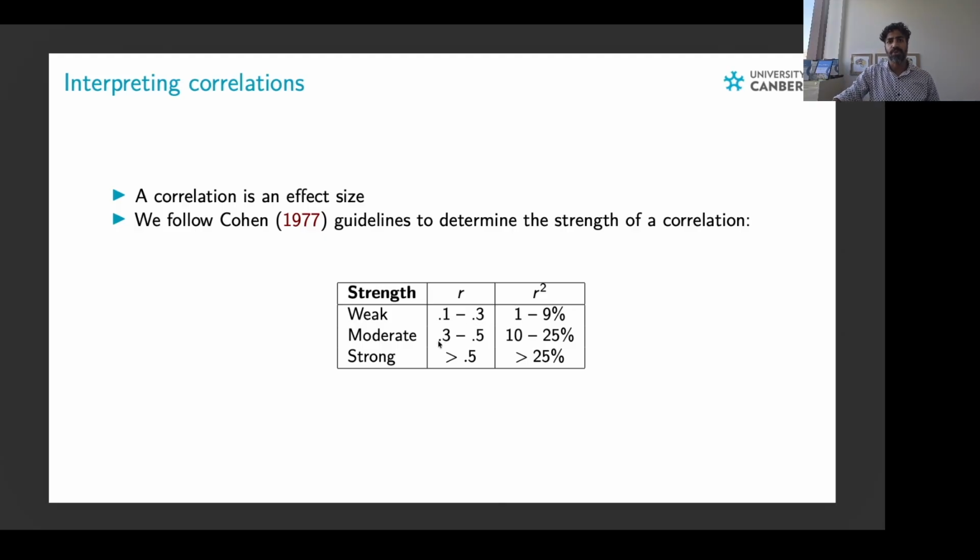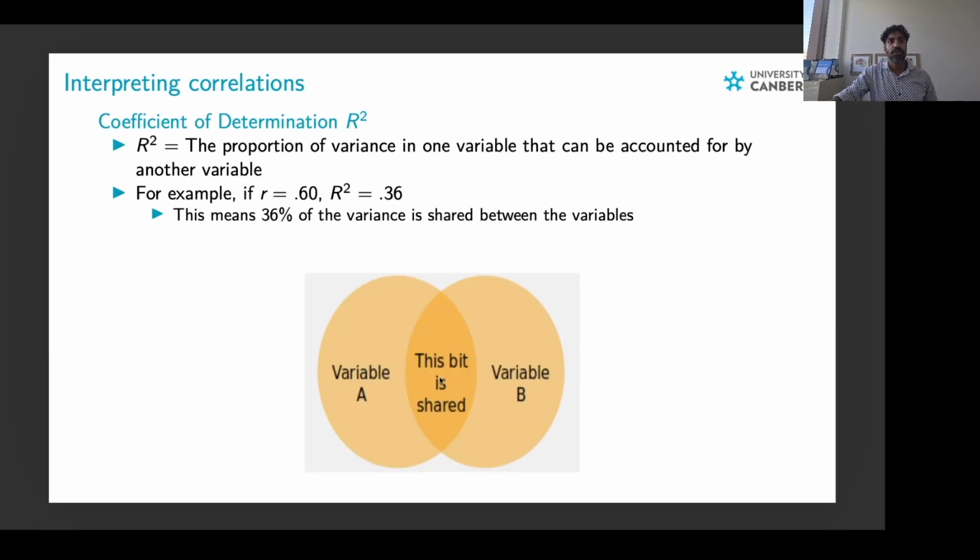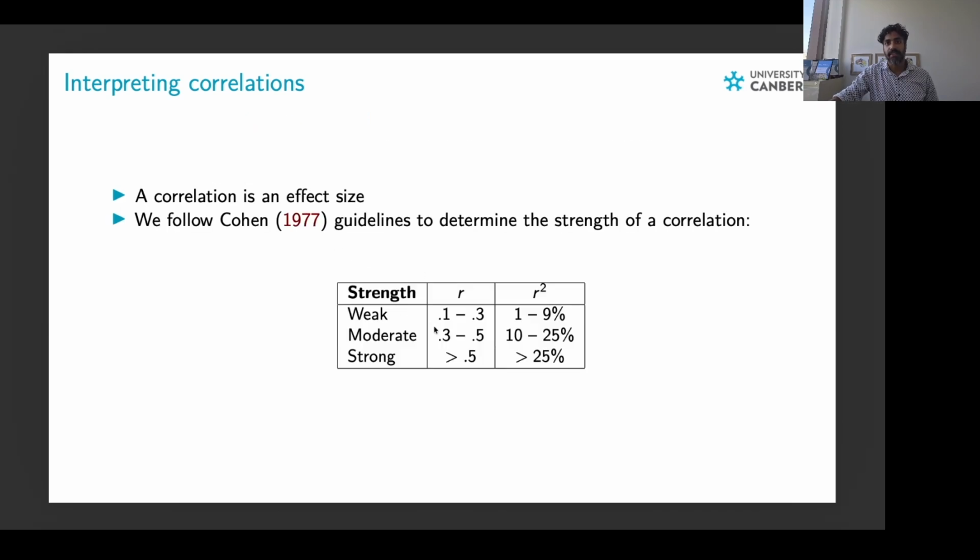Moderate correlations are 0.3 to 0.5, and strong correlations are greater than 0.5. So that's an example of how you could, and then here it is for r squared as well. So that's a guideline that people can use, and it's highly cited, these guidelines, but they are just guidelines, right? I think what's important as well is understanding the strength and the context of the area.